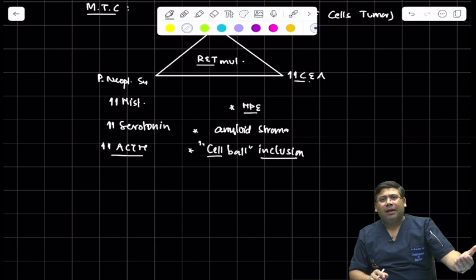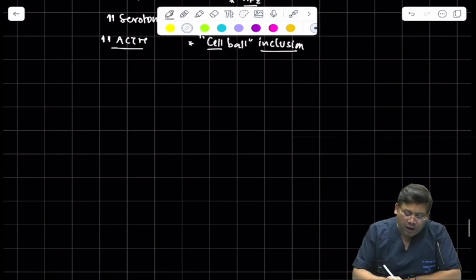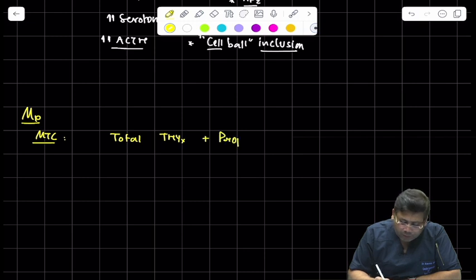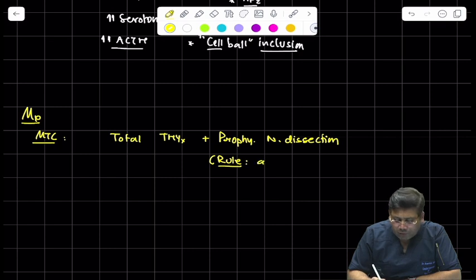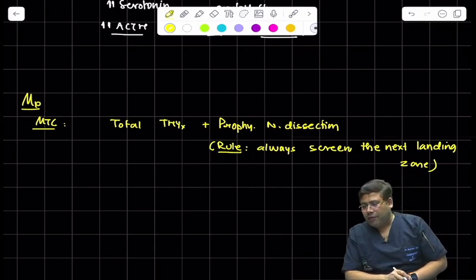So whenever we are managing any carcinoma, the rule is that throw that tumor outside the body. If you think it's a cancer, the place should be outside the body. So when we talk about the management of MTC, remember what is the rule? Total thyroidectomy has to be done, and along with that prophylactic neck dissection. Now when we talk about prophylactic neck dissection, what do you mean by this? The rule is always screen the next landing zone. ये सबसे important चीज़ है. Many of you mug this up with the concept of remain one step ahead. This is very, very, very important.